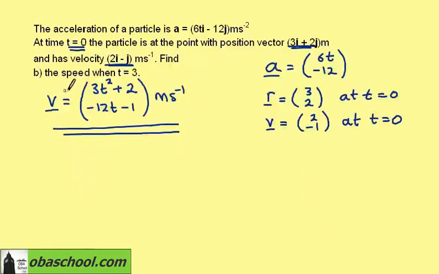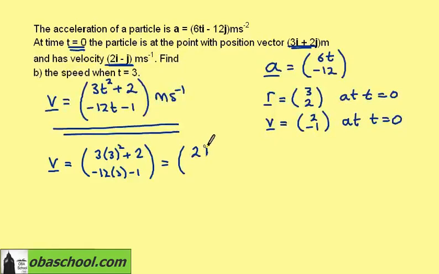We now want the speed when t equals 3. We have the expression for the velocity. Substitute in t equals 3. 3 times 3 squared plus 2, and minus 12 times 3, take 1. This gives us 27 and 2, which is 29, minus 36, take 1, which is minus 37.